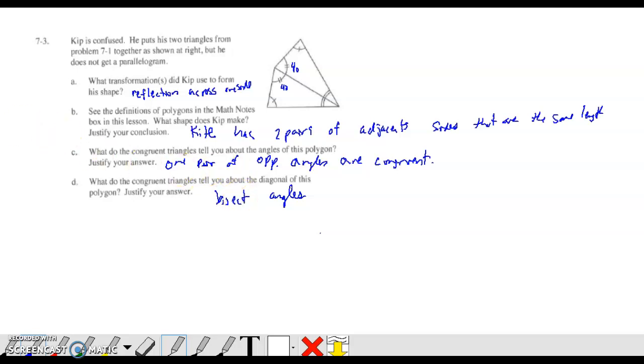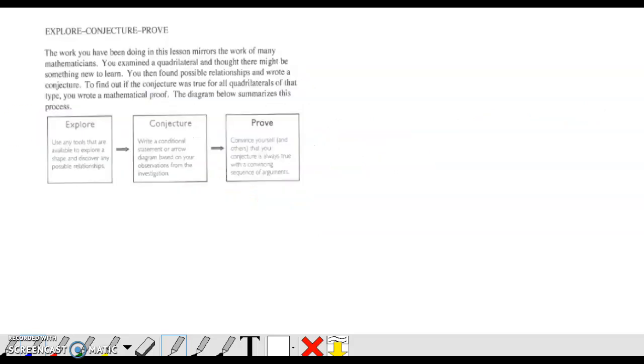So all of these problems so far, what we're doing is we're exploring, right? So a lot of times you use tools in the world to explore relationships. And then when you start to see connections, you notice patterns, and you're making connections, then you're going to write a conjecture. So again, this is just a hypothesis, right? Sometimes we are correct in our conjecture, other times we're not, and that is okay.